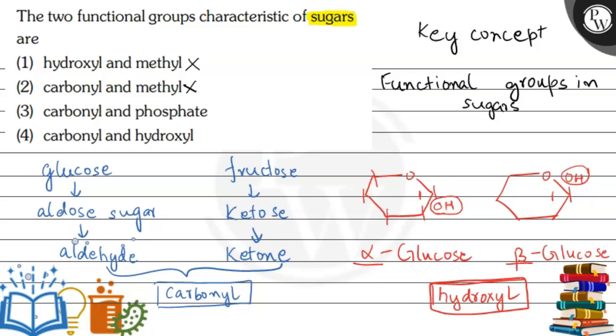Then in the third option it is carbonyl and phosphate. Again phosphate is absent in sugars, so this will also not be our answer. And the fourth option is carbonyl and hydroxyl. Now that is the right answer because the two functional groups characteristic of sugars are carbonyl and hydroxyl functional group. So our final answer is option 4, that is carbonyl and hydroxyl groups.